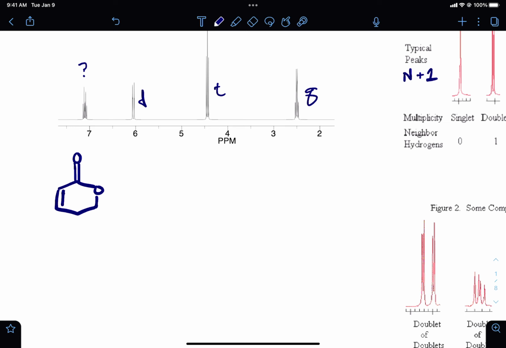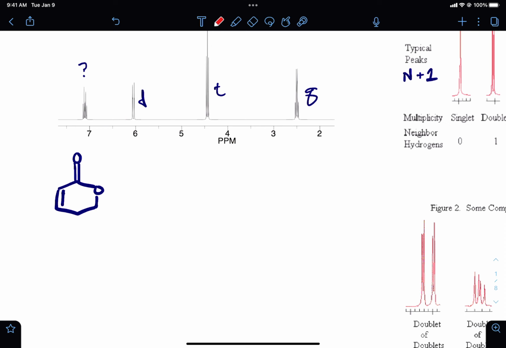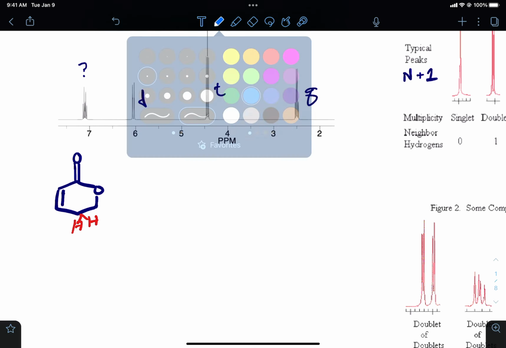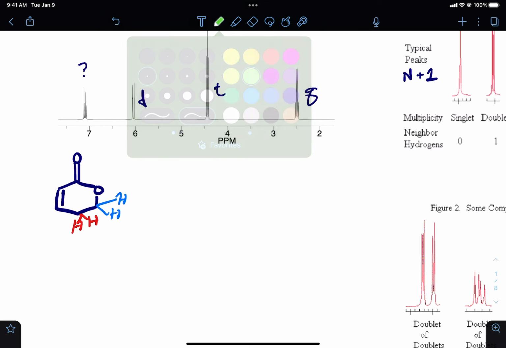So let's start with our quartet. A quartet, again, means that we have 3 neighbors, right? So we are looking for a proton that has 3 neighbors. So there are 2 protons that are equivalent, and they both have 3 neighbors. Those are these protons right here. Now, what are their neighbors? Their neighbors are the 2 here and the 1 here.